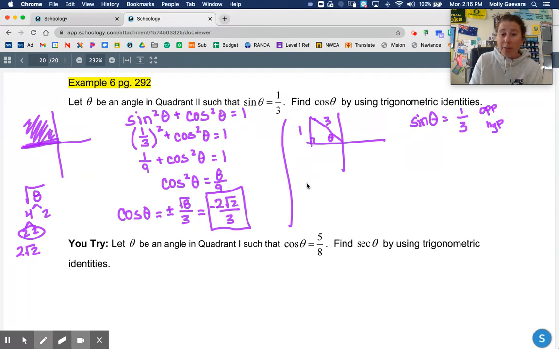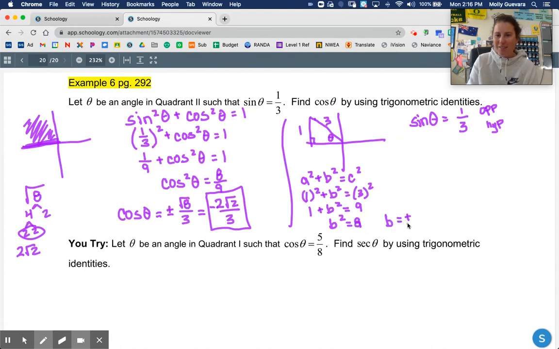And then I can use Pythagorean theorem, right? Because it's a right triangle, so I can do 1 squared plus b squared equals 3 squared. So 1 plus b squared equals 9. Subtract 1, I get b squared equals 8. So b is plus or minus the square root of 8, which again simplifies into plus or minus 2√2.